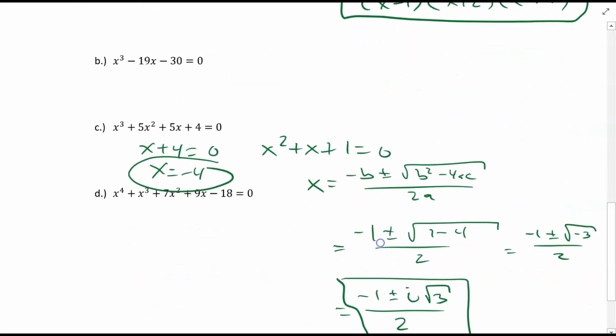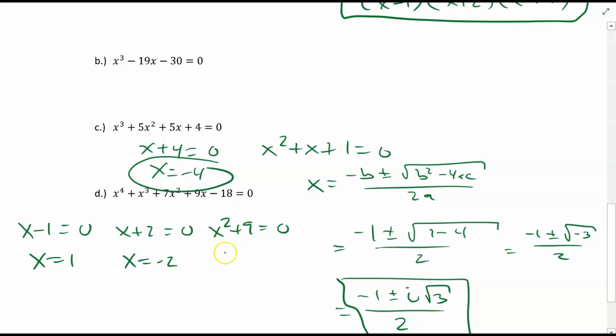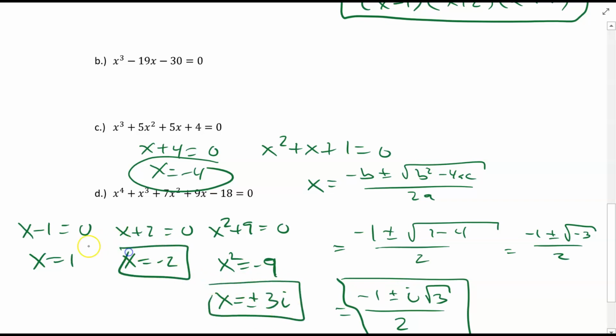If we move down to part D then, we're just going to set each of those pieces equal to 0. So I get 1, negative 2. And to solve x squared plus 9, I'm just going to do that directly. I'll subtract 9 from both sides, and then square root both sides to get plus or minus the square root. The square root of a negative is going to give me an i, and the square root of 9 is 3. So these would be my 3 answers there for part D.